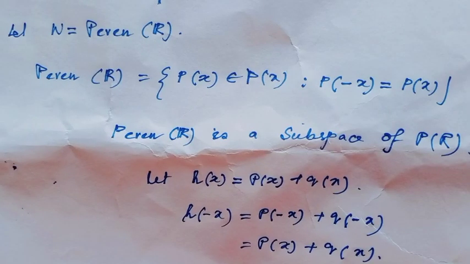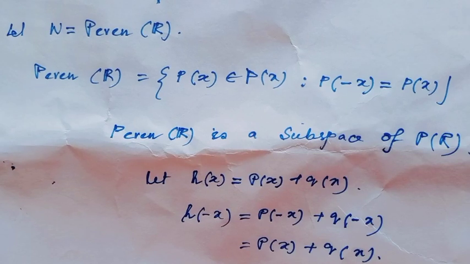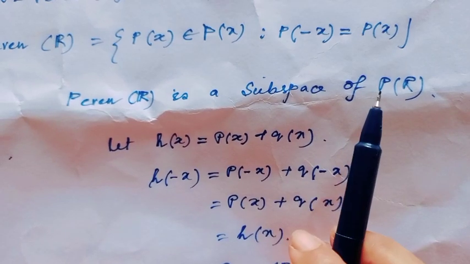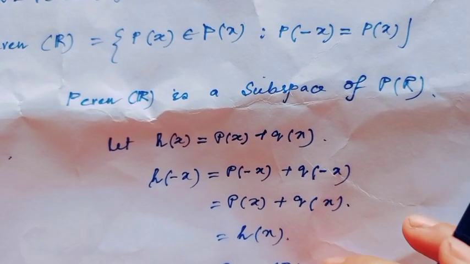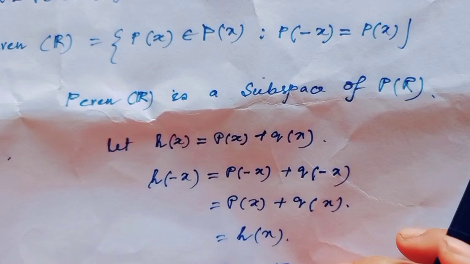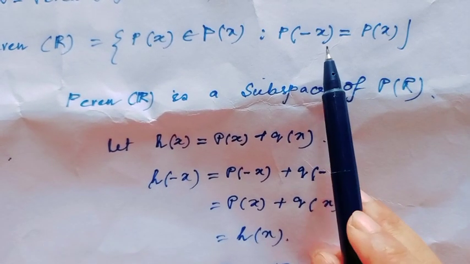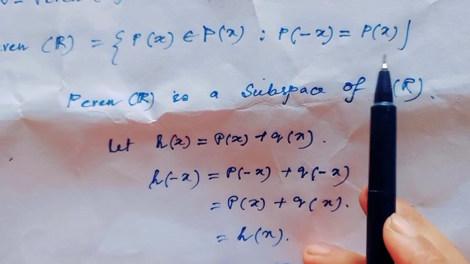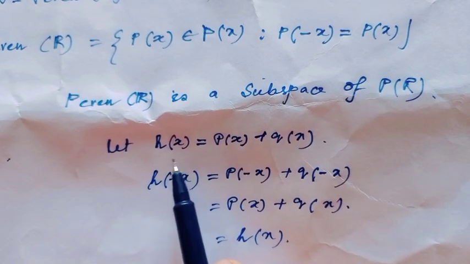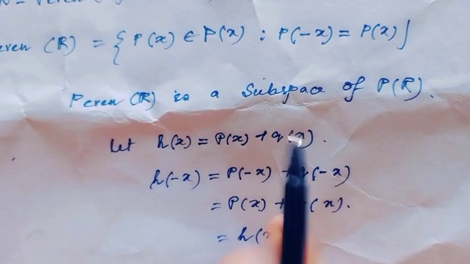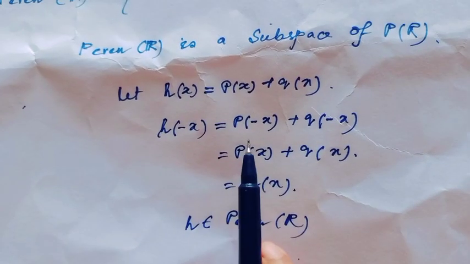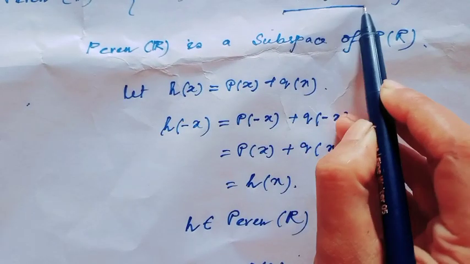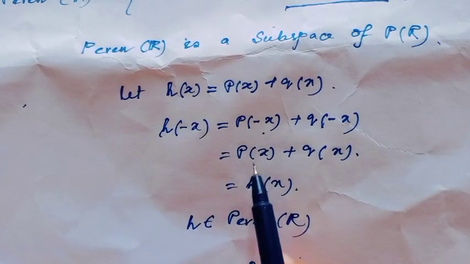See, the set of all even polynomials with a real field is always a subspace. This proof is very easy. We have to prove the set of all even polynomials is a subspace of P(R). For this, consider two polynomials p(x) and q(x). Then their sum would also belong to this space. Consider h(x) equal to p(x) plus q(x). Then h(-x) equals p(-x) plus q(-x). And given p(-x) equals p(x), just put the value.